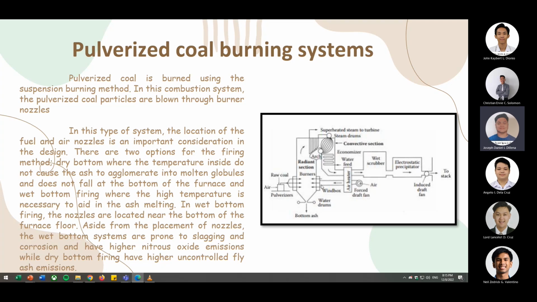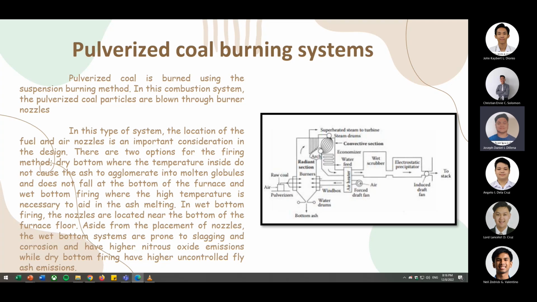grind down the coal, and the raw coal is mixed with the air and is piped to the burners, and exits the burner nozzle at 75 degrees Celsius and 25 meters per second. The primary air constitutes 20% of the required combustion air.